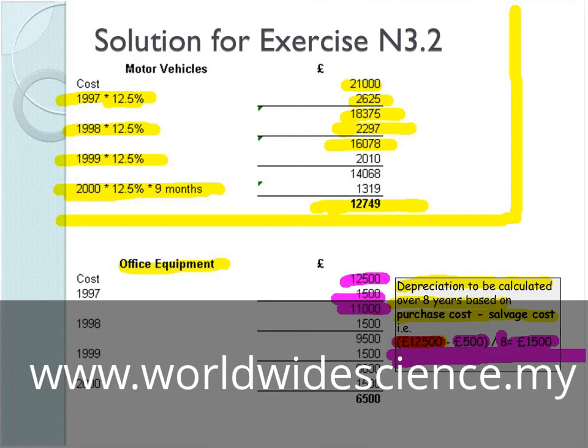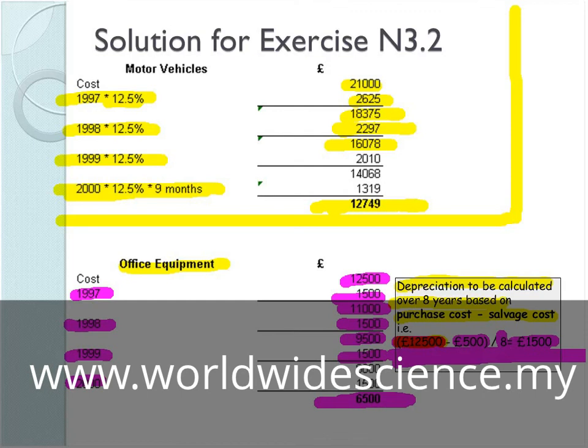And minus depreciation for 1998, for next year, we will get 9,500, right? Balance for the equipment. Then we calculate the depreciation for 1999, for the third year, which is equal to 1,500. So at the end of usage of 4 years, we have 97, 98, 99, and 2000. We have a balance for the office equipment, which is equal to 6,500, right? So we have done our assignment.